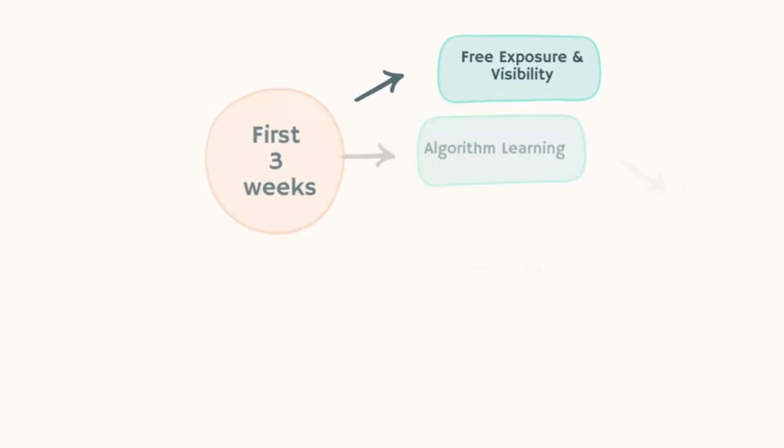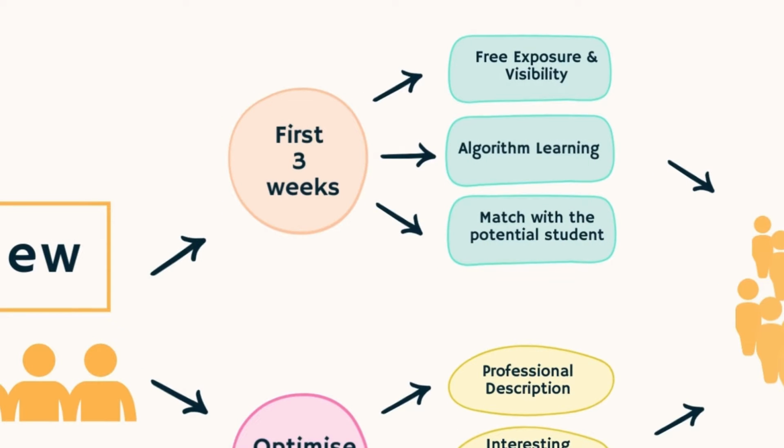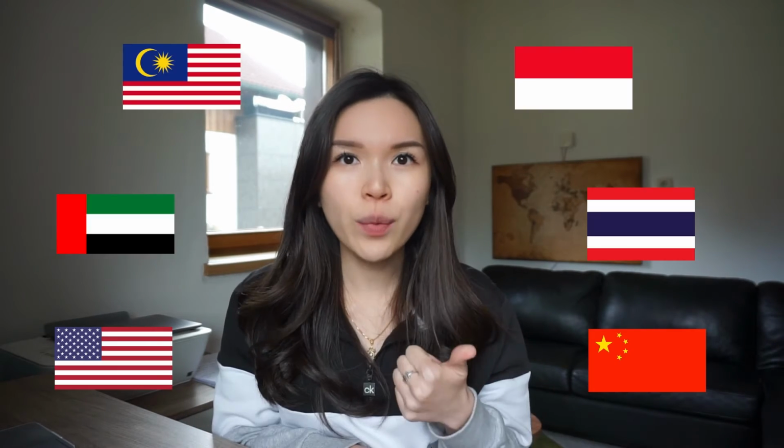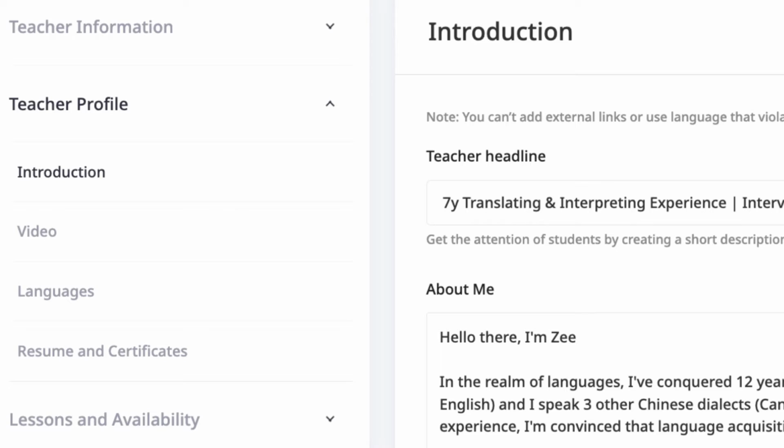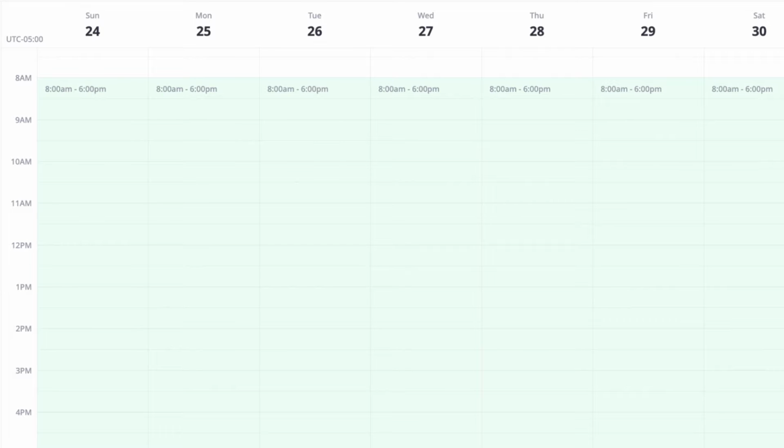Very important. And the first 3 weeks is a great opportunity for free exposure and visibility. So make full use of it. In my opinion, this is the time frame where the algorithm tries to learn about you and your potential students, their language, location, price range, so that it's easier for the platform to match you with them. Once you've got that down, update your professional descriptions and your videos, and try to open up as much availability as possible.